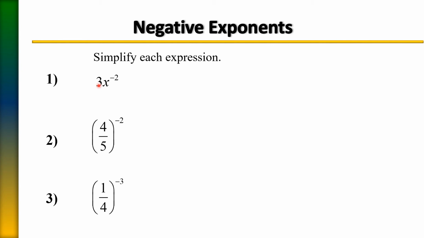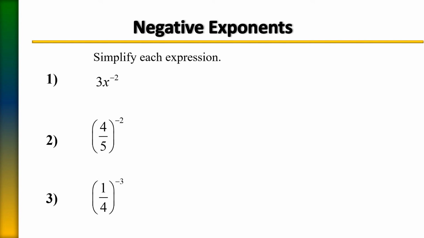The reason for that is 3 does not have a negative exponent. 3 has an exponent of 1. X, on the other hand, does have a negative exponent. It has an exponent of negative 2. So the only thing that's going to move here is just the x. You're not going to move the 3. Leave the 3 alone.